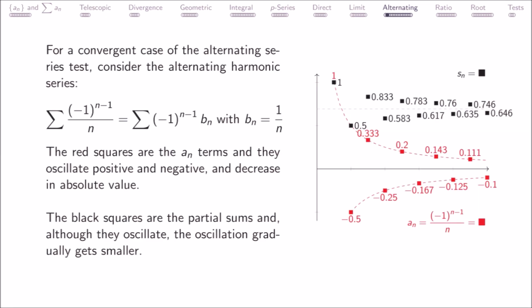For a convergent case of the alternating series test, consider the alternating harmonic series. The red squares are the An terms, and they oscillate positive and negative, and decrease in absolute value. The black squares are the partial sums, and although they oscillate, the oscillation gradually gets smaller.